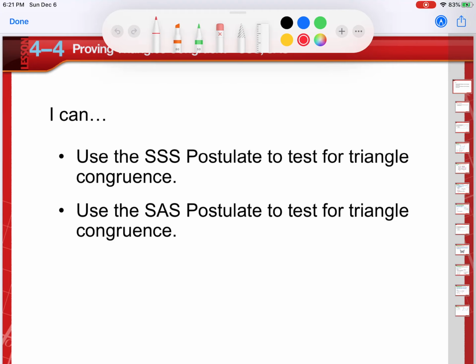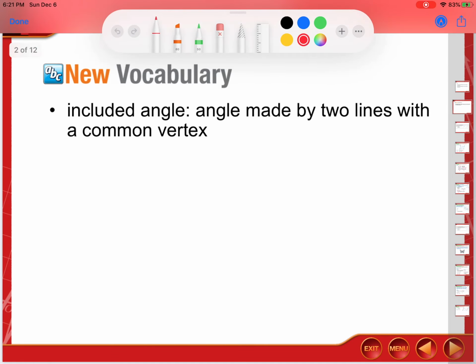So getting into this, our goal today is to be able to say I can use the SSS postulate to test for triangle congruence, and I can use the SAS postulate to test for triangle congruence. We're going to get into what both of those are in a hot minute. So, new vocabulary right off the bat.